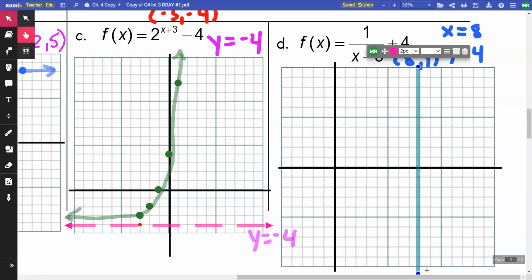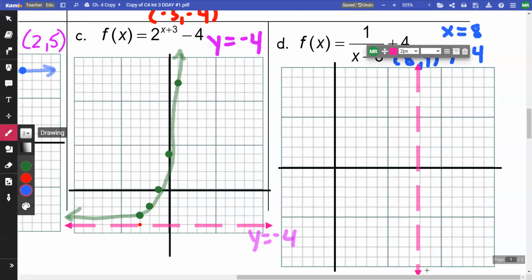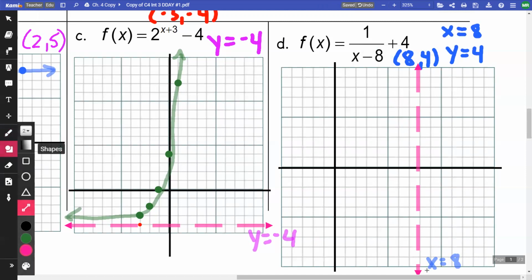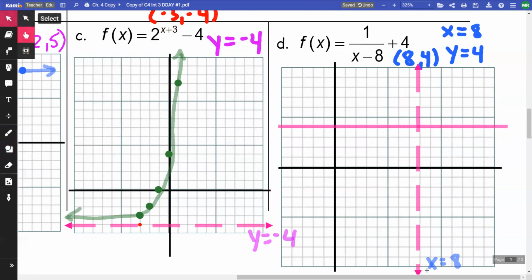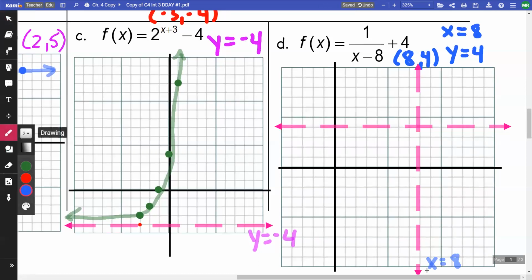And let me just make this dashed. Okay. So again, this is going to be x equal 8. Then I'm going to have a horizontal one at y equal 4. So that's going to be here. And again, let me make it dashed. Okay. So that is going to be y equal 4.